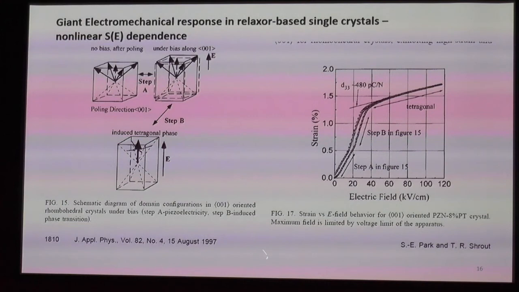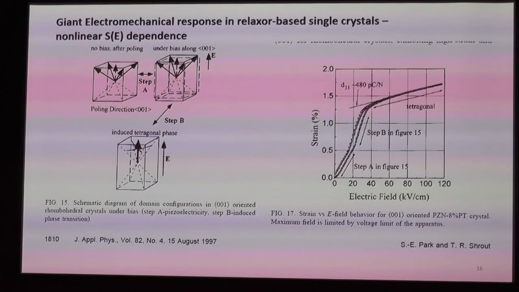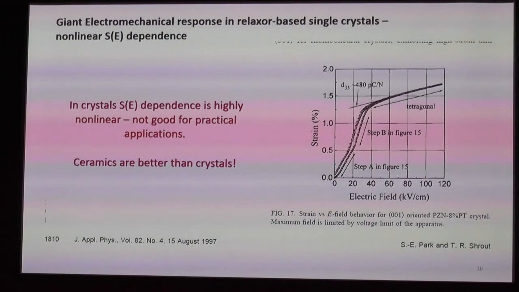This is the result for relaxor-based single crystals. We can see, again, here the rhombohedral phase, here the transition from rhombohedral to tetragonal phase, and then the tetragonal phase. Strain is large, but the problem is that it is highly nonlinear. That's it. It's not good for applications.